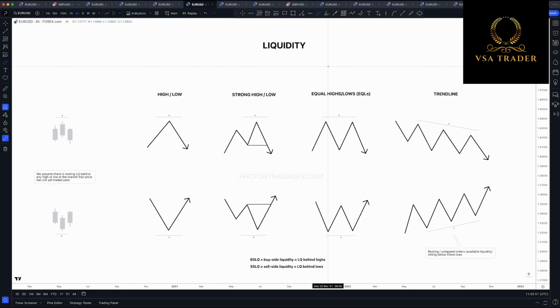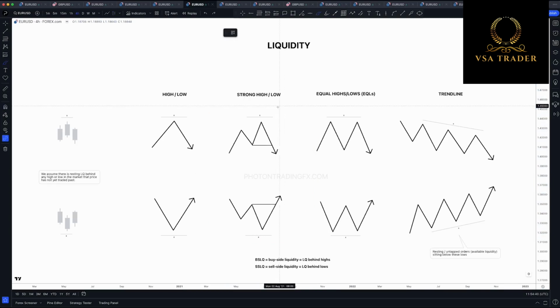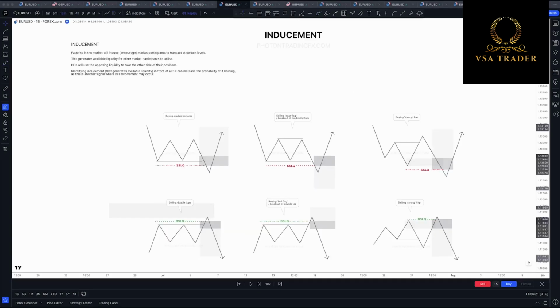So what I would advise when you're starting out is to just focus on something like the strong high and low concept, because this is extremely mechanical and simple to identify. Behind these highs, we assume that there is buy side liquidity, and below these lows, we assume there is sell side liquidity. Now, why do we get these liquidity pools forming behind these structural points in the market? Well, that's where the concept of inducement comes in.